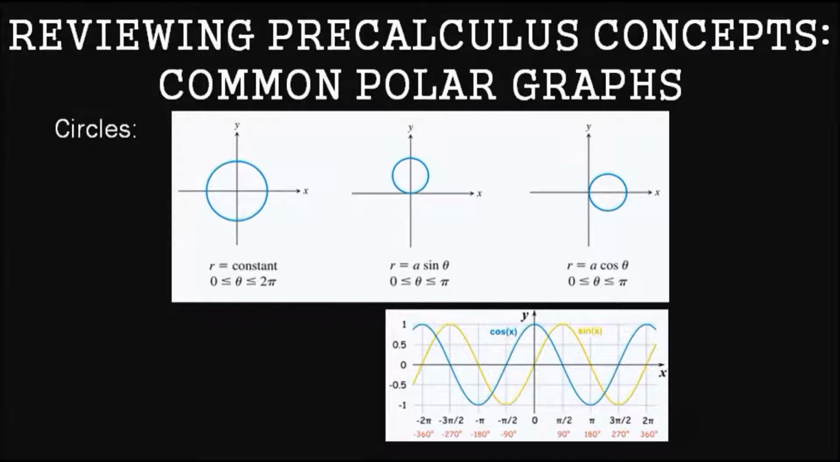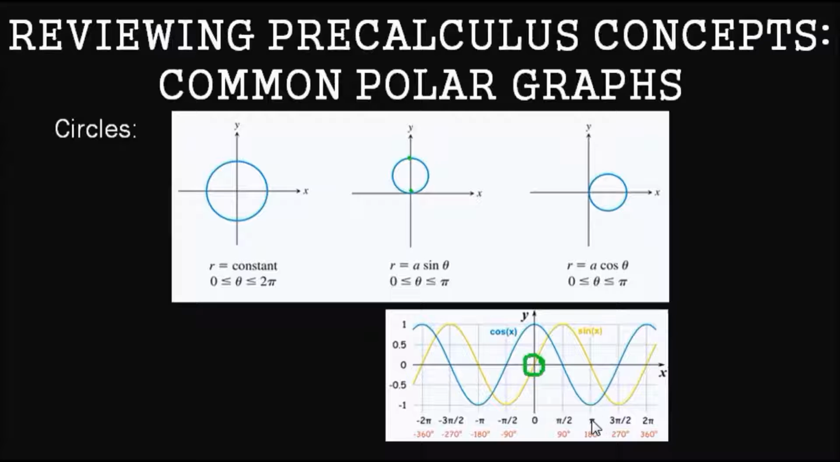These next two graphs are perhaps a little bit less intuitive, but let's compare them to their respective graphs on the Cartesian plane. Starting with sine x, its graph begins at the origin (0, 0), and on the polar coordinate plane, it begins at the pole. As the x values increase to pi over 2, the y value increases to 1. Similarly, as the angle increases to pi over 2, the r values increase to 1.